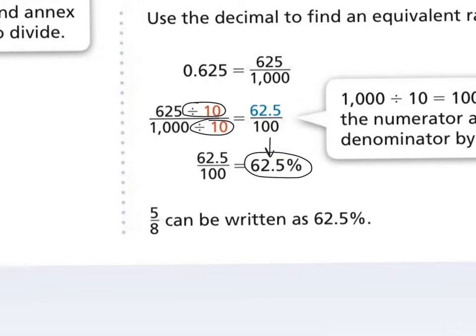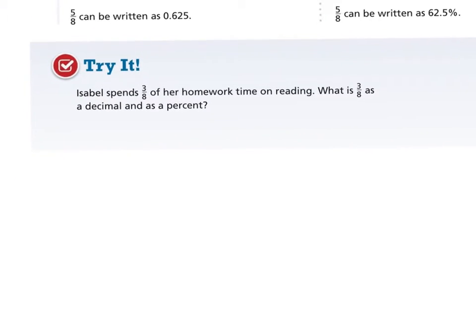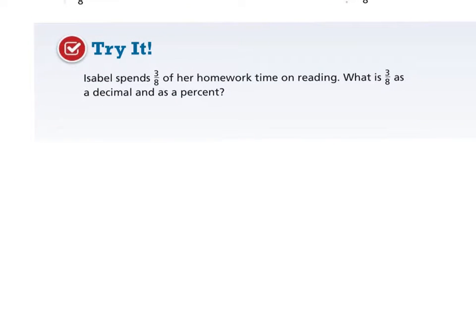Okay, we look at the try it. Isabel spends 3/8 of her homework time on reading. What is 3/8 as a decimal and a percent? That's very similar. We have a denominator of 8 here. So 3/8 just means 3 divided by 8. Again, 8 doesn't go real nice to 100, so we can just divide this out.